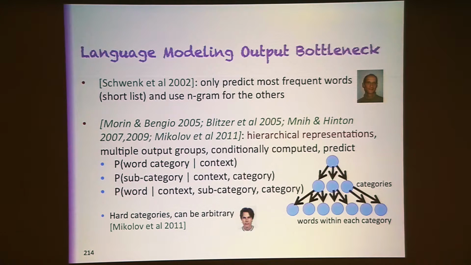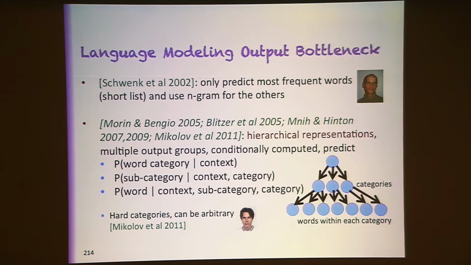So different people have come up with different tricks to try to reduce that. Schwenk was one of the first ones proposing an idea which is basically only predict the most frequent words and use an n-gram for the others. I don't really like this idea, but it gives some advantage. Then I and others worked on the idea of having hierarchical representations. So I think that's a much simpler idea and actually works well in practice.